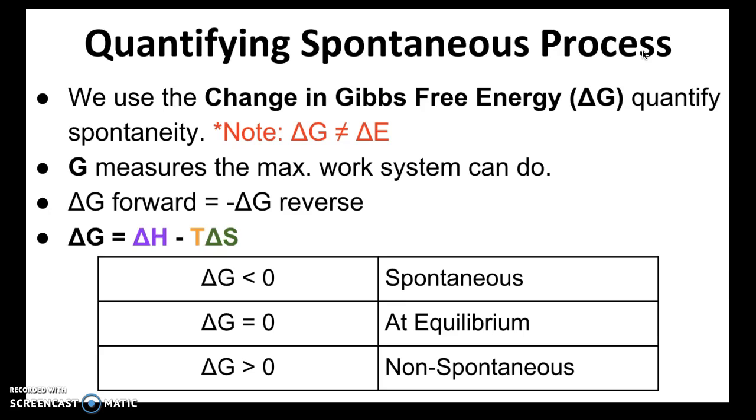As we mentioned before, when delta G is negative, it's spontaneous. We also learned what delta G means at other values or signs. So delta G equals 0, that's at equilibrium. And when delta G is greater than 0, that means it's non-spontaneous.